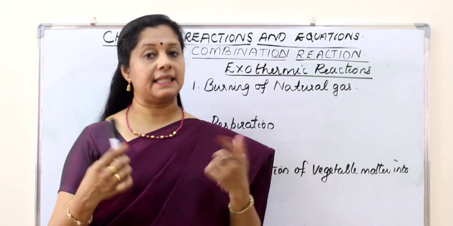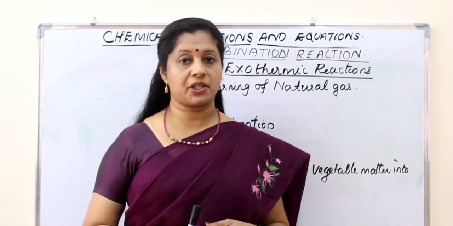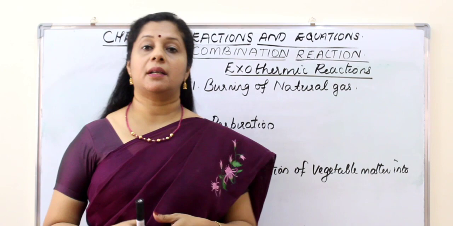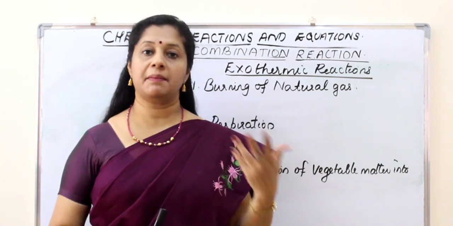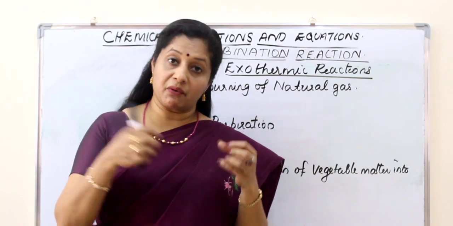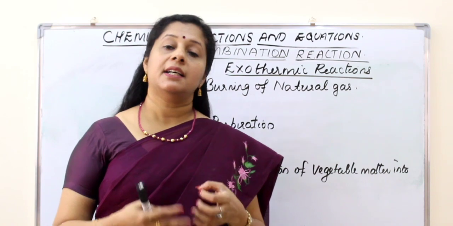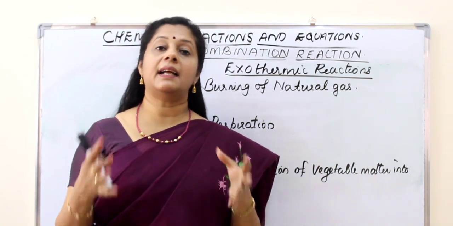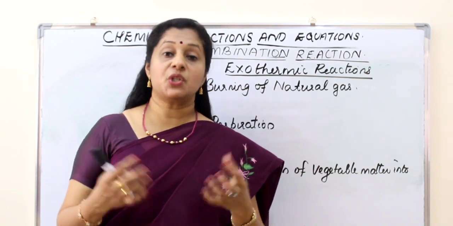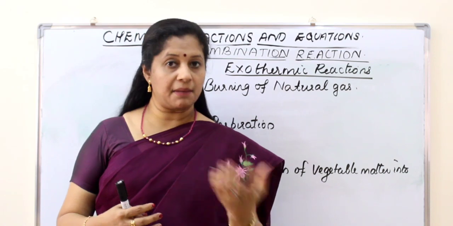Based on whether heat is absorbed into a reaction or released from a reaction, we can have two types of reactions. If heat is liberated during the reaction, then it is called an exothermic reaction. Exo means outside, therma means heat. Whereas some reactions absorb heat, or we have to provide energy in the form of heat, electricity, or sometimes light, so that the reaction can happen. Until and unless we give energy or heat, it will not happen. Such reactions which take up heat are called endothermic reactions. Endo means inside, therma means heat.